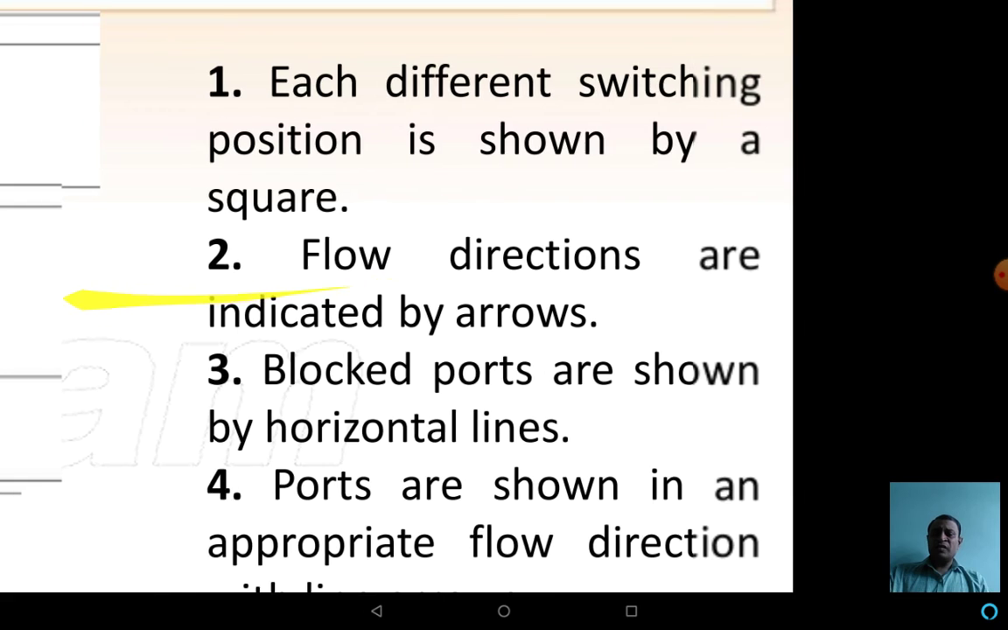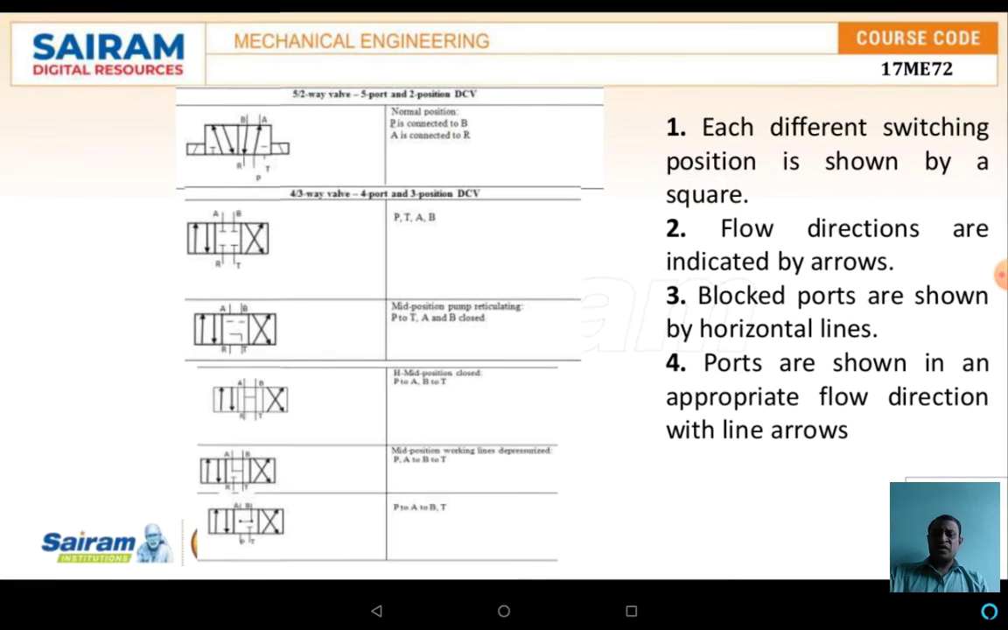See here the symbolical method of representation is given: each different switching position is shown by a square. The flow directions are indicated by the arrow. The blocked ports are shown by the horizontal lines, two horizontal lines. The ports are shown in an appropriate flow direction with the line arrow, either in the forward direction or in the reverse direction.